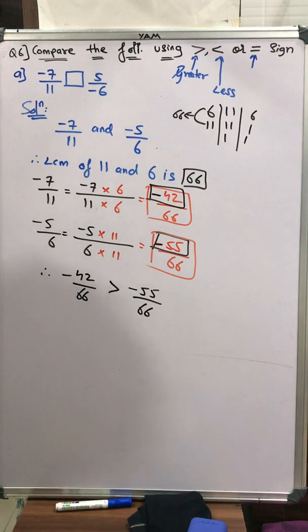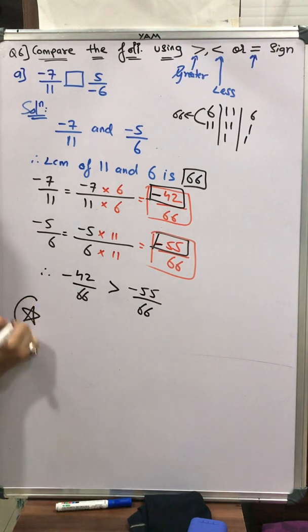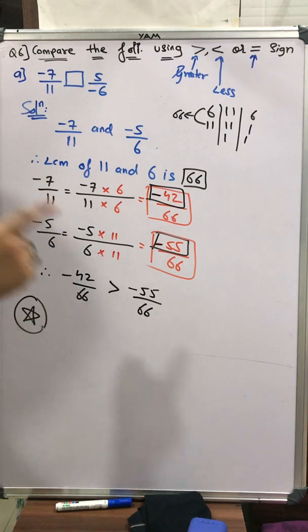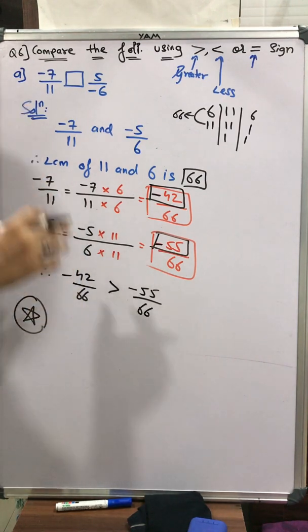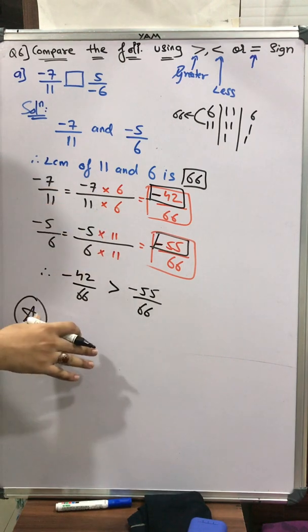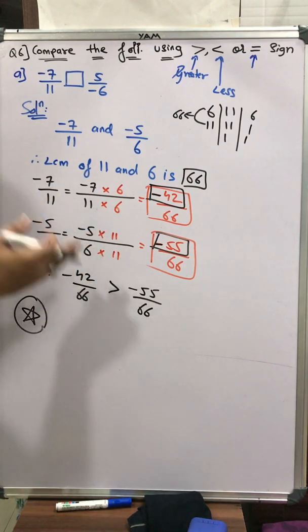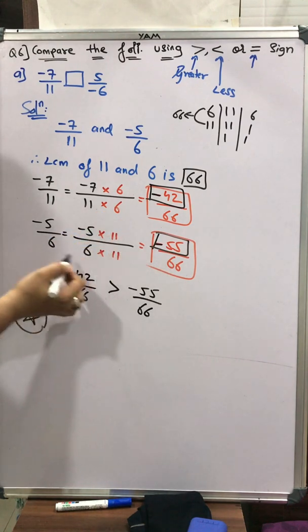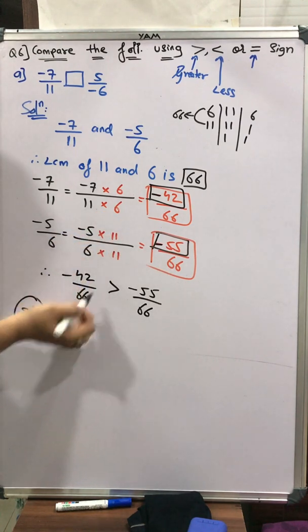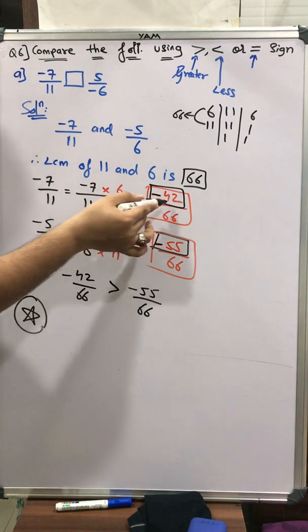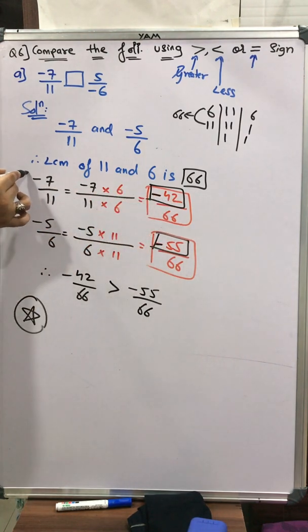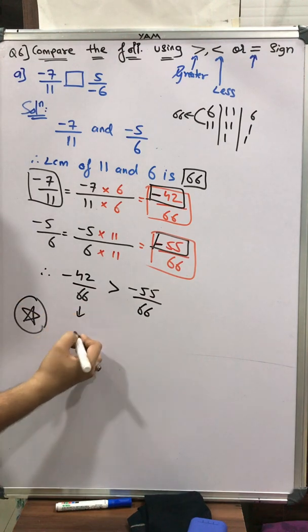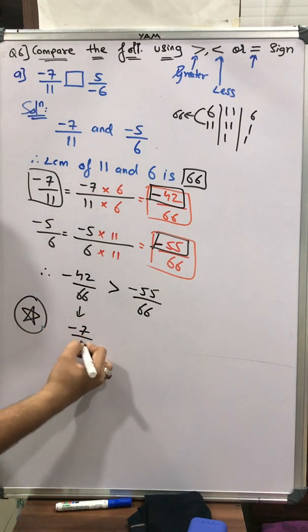But very important students, I'll mark a star over here. If you write the answer in this form, 1 mark will be deducted, because we have to write a final answer in the original form. So you hunt that from where you got minus 42 upon 66. I got it from here, minus 7 upon 11. So at the place of minus 42 upon 66, I will write minus 7 upon 11.